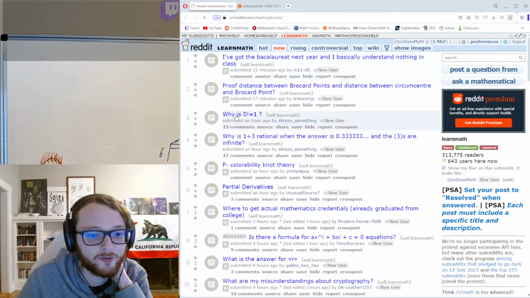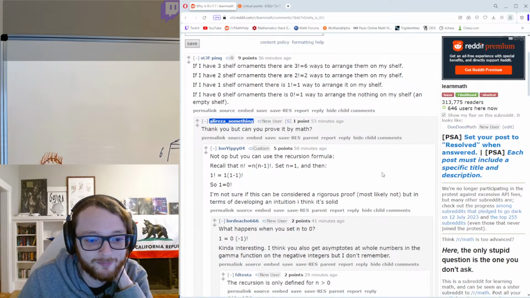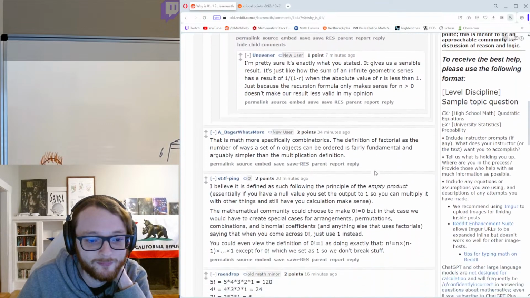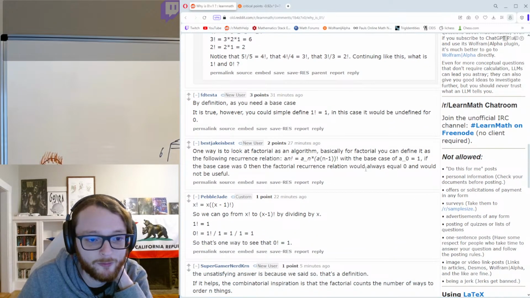I am curious to see what people are saying for 0 factorial equals 1. As far as I understood, it's just so that it doesn't break a bunch of our formulas. It's kind of convenient. There's one way to arrange nothing. I think that's kind of arbitrary, but I don't know. I've always thought letting 0 factorial equal 1 makes it so formulas where you divide by a factorial don't break when it equals 0.